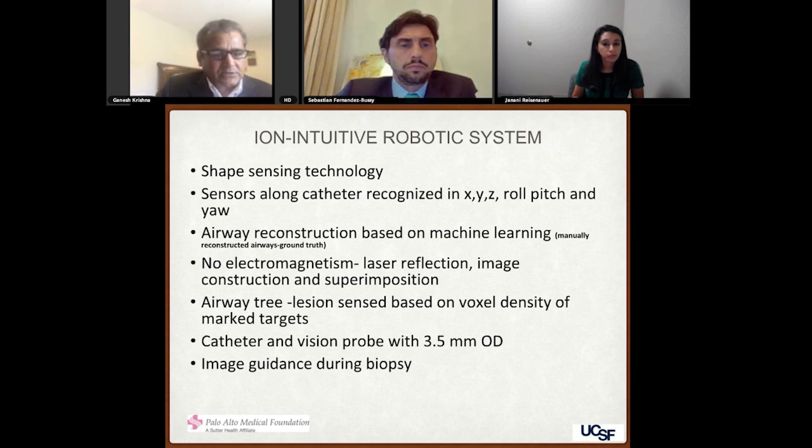And the airway tree lesion is sensed based on the voxel density that we do in the planning software, which is then superimposed onto the reconstructed airway, and that's how it tracks the target that we had previously marked to navigate and biopsy. So the catheter and vision probe with an outer diameter of 3.5 millimeters has two advantages. One is, as we know, the definition of a small airway is about 3 millimeters or smaller. Obviously, the airways are distensible, so we could use the distension capabilities of the airway to navigate further.